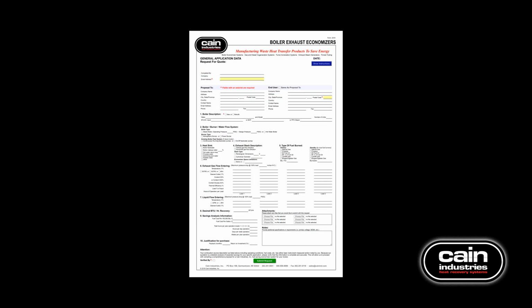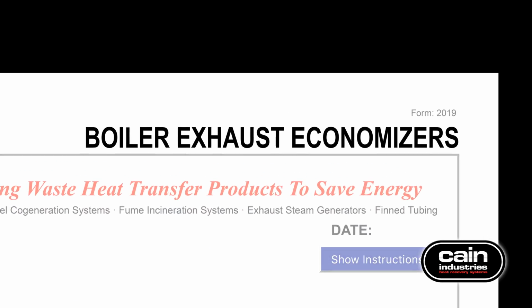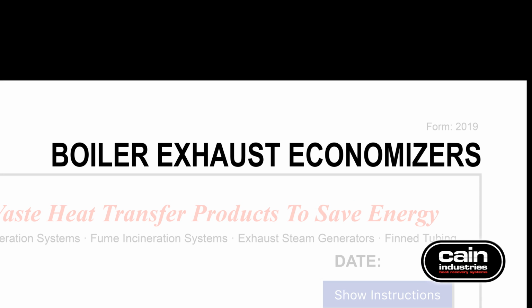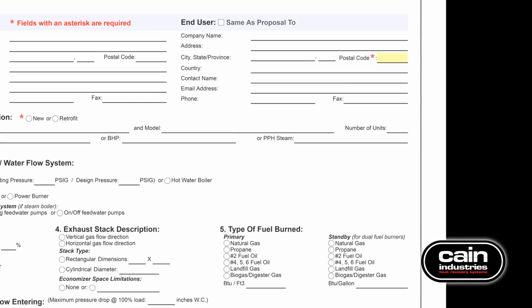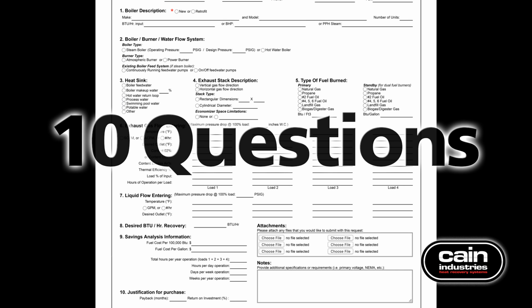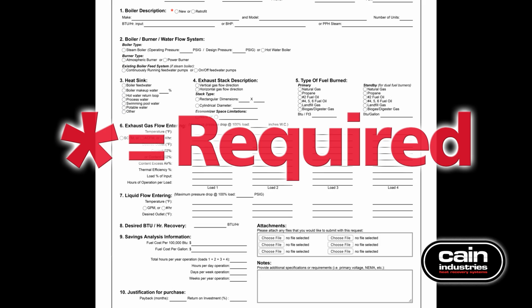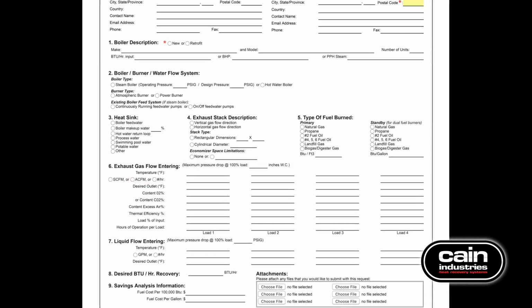Let's get started. Ensure the form you've selected is titled Boiler Exhaust Economizers in the upper right corner. There is a Show Instructions button to view detailed instructions at any point. You'll notice that the form consists of 10 questions, which you'll discover are quite easy to complete. Also note that required fields are highlighted with a red asterisk.